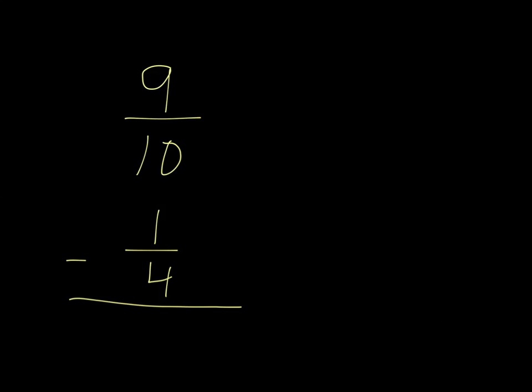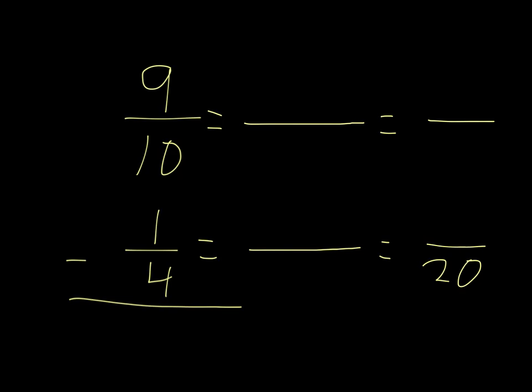For subtracting fractions, I'm going to use the same strategy to subtract 1/4 from 9/10. Our first step is to find a common denominator. So I'll add 10 plus 10, which is equal to 20. And then 4 divides into 20. Therefore, 20 is our least common denominator.